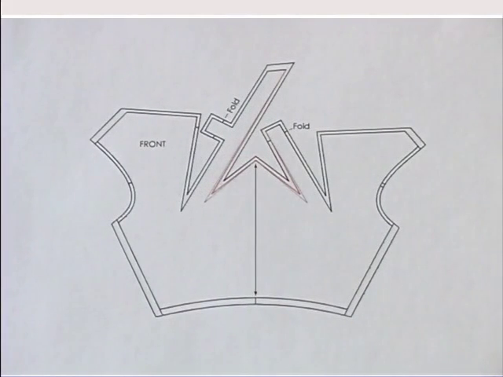Add 1/2 inch seams to the shoulder, side seams, and at the waist. All other seams are 1/4 inch. Draw the grain line and mark notches. Touch the pause button, complete the pattern, and when finished, push play to continue.